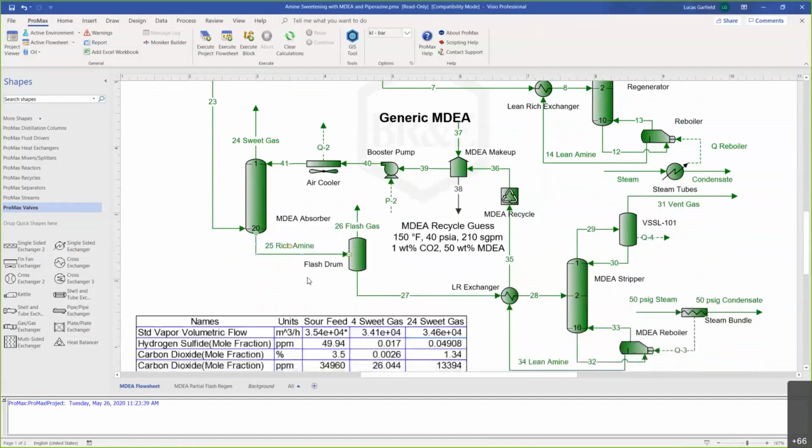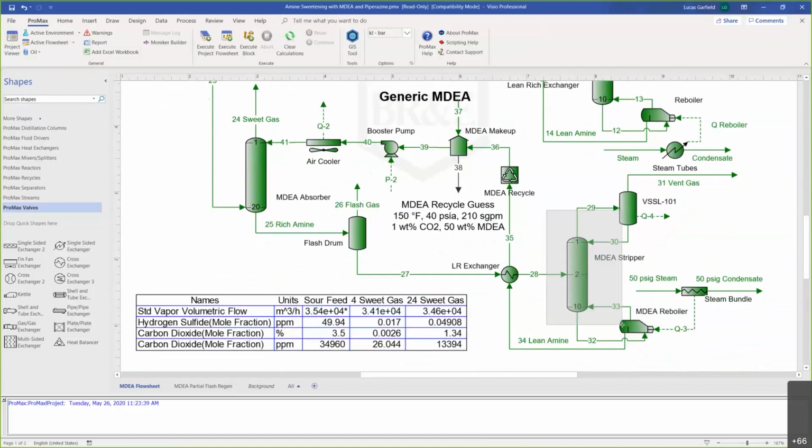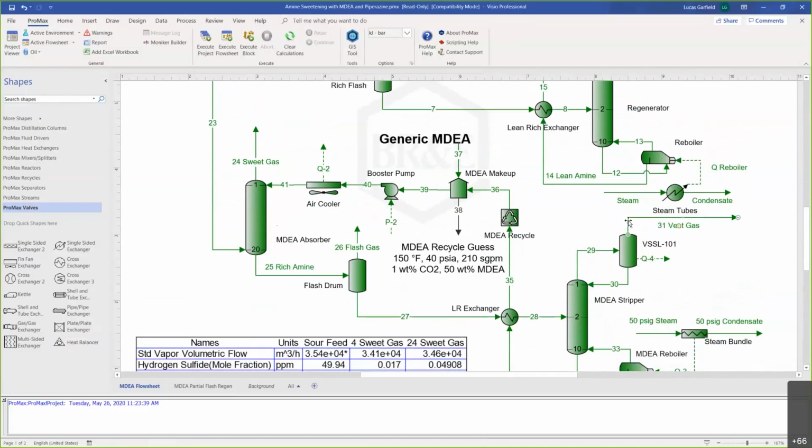And we'll send that to a regenerator, which is basically just a stripping column. It does have a little bit of reflux, but that's just to help keep our losses down. It's really a stripper. And then we're going to use heat in the form of, in this case, steam. We use steam to power our reboiler and drive the CO2 out of solution. And this vent gas, that's where our CO2 is going to end up. So that's the basic process.